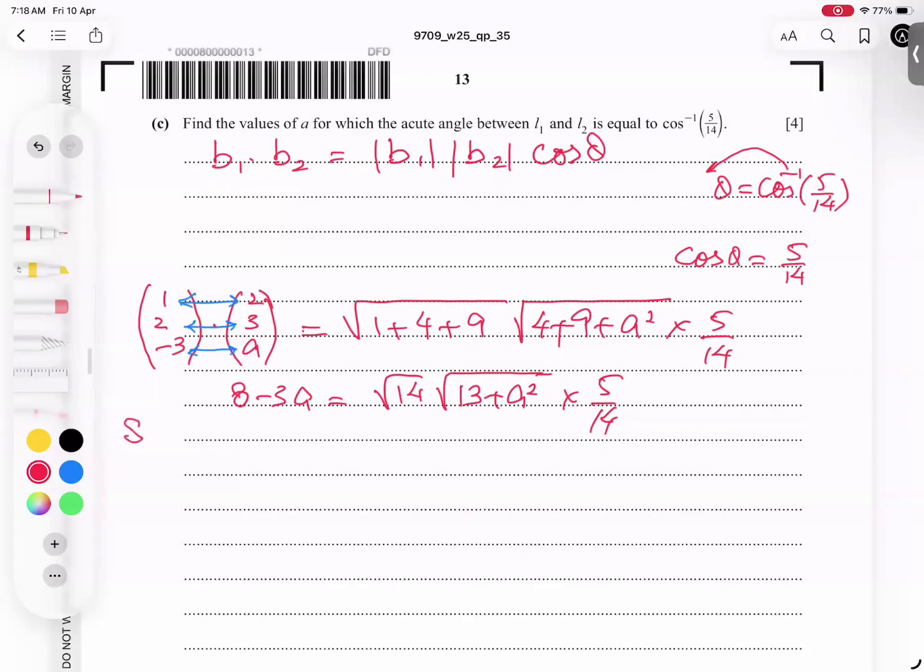When I square both sides, here I get (8 minus 3a) whole square. Square of this number, I get 14 only. Square of this, I get 13 plus a square without root. Square of this number is 25. And here I get 196, or I can write 14 to power 2, because this 14 will cancel power 2.